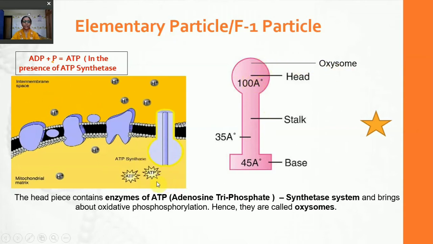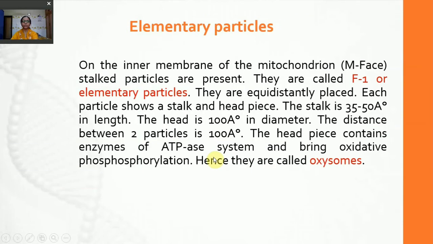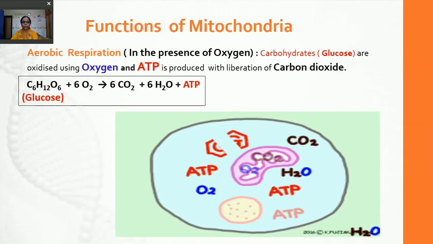Here you can see how ADP and P unite along with the hydrogen ion and forms ATP. This particular region contains the ATP synthetase enzyme. Elementary particles, as I told you, they are also called as F1 particles.